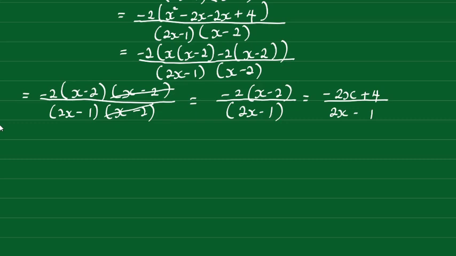Now, we will write our expression to make our work much neater. As a numerator, we take the 4 to the front and minus 2x the other way. Divided by 2x minus 1 as our final answer.